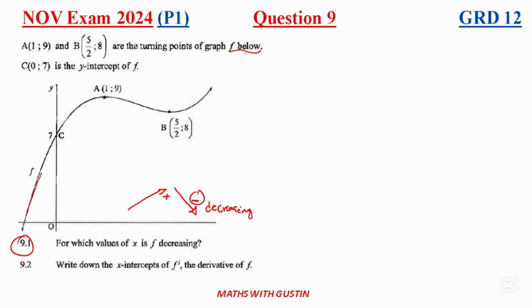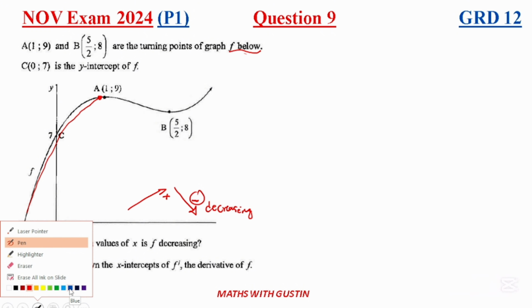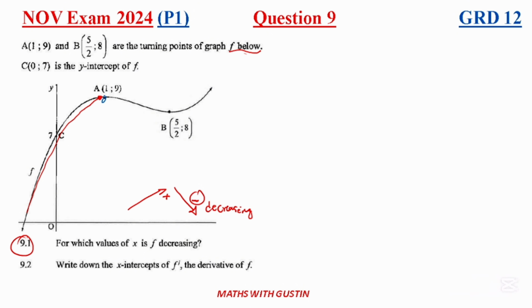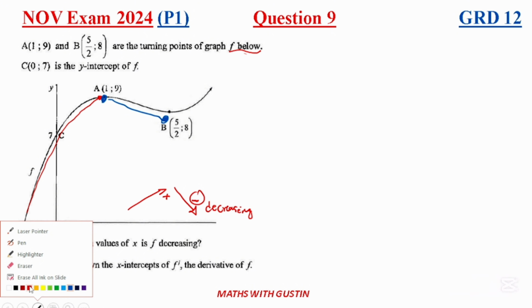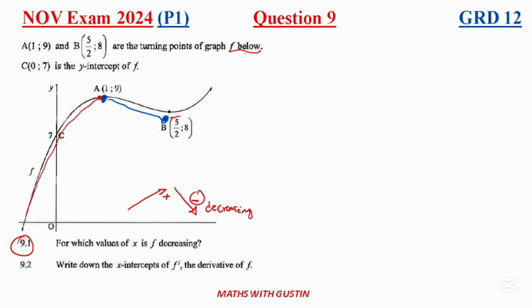Now let's have a look at this function. Up here, it's increasing until it gets to this point, which we refer to as a turning point. When it gets to this point, it starts decreasing until this point, and then it goes back to increasing again. It goes back to having a positive gradient. So in between these 2 points, where x equals 1 and where x equals 5/2, our function is decreasing.